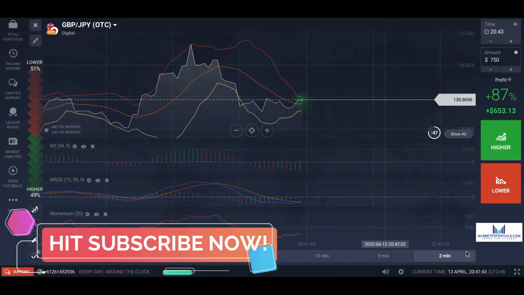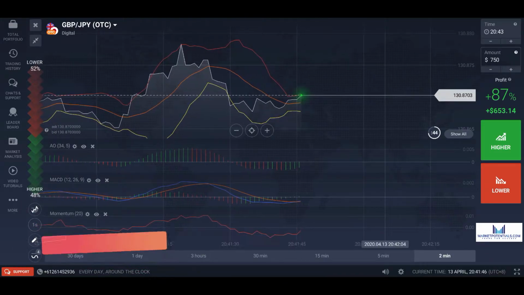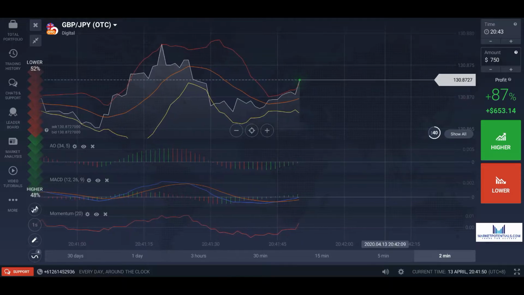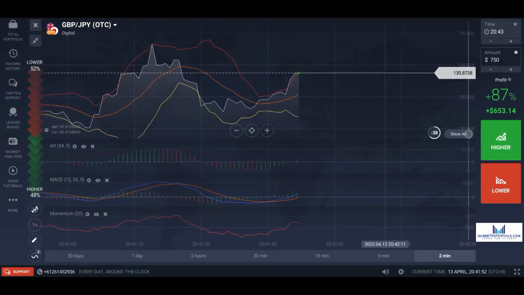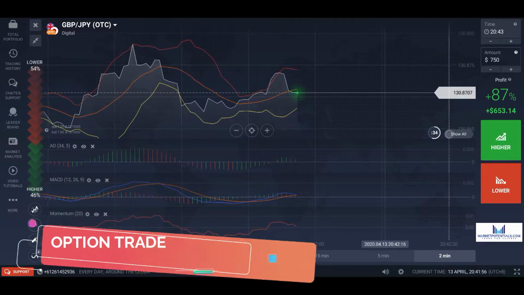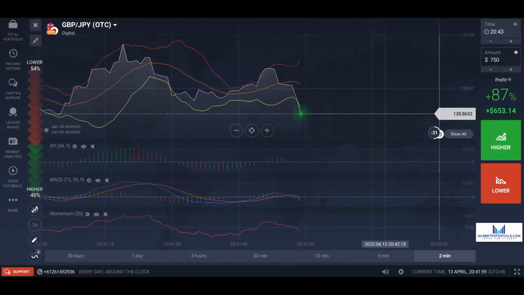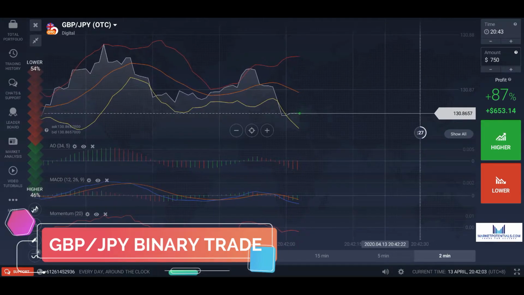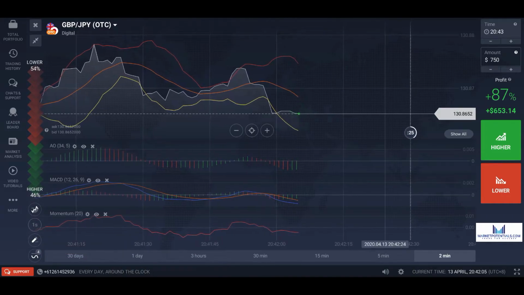Today is the 13th of April, just past dinner time, 8:40 p.m. here. And I just thought I'll quickly jump into a trade before calling it a night today. This evening, I've selected the British pound versus the Japanese yen to do the forex trade on.